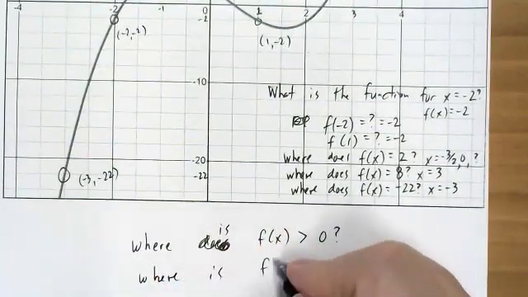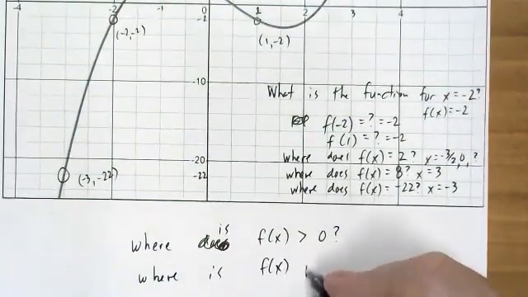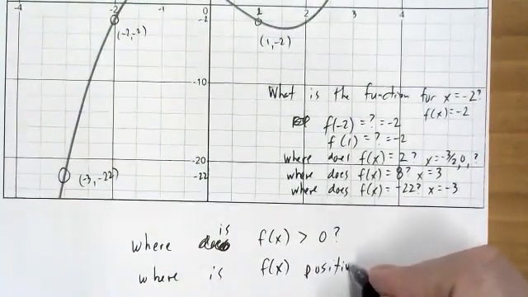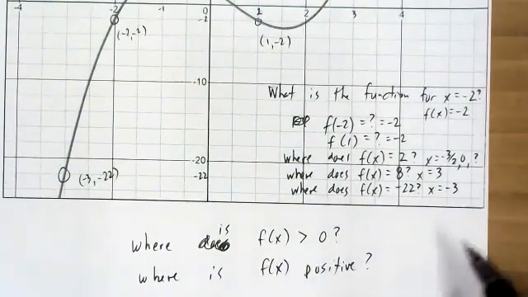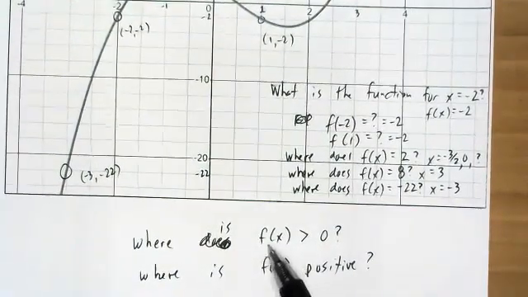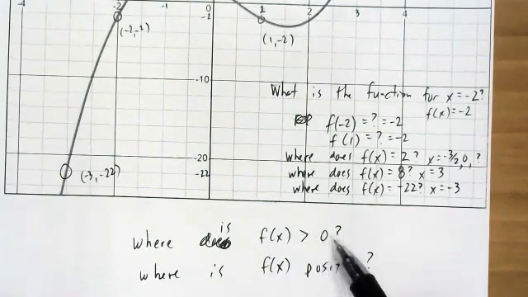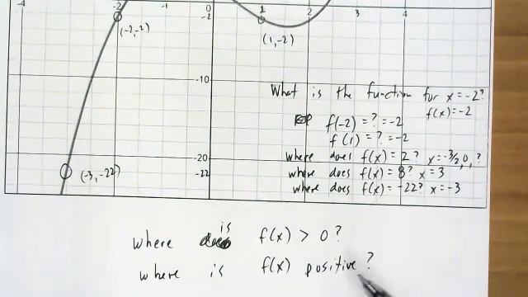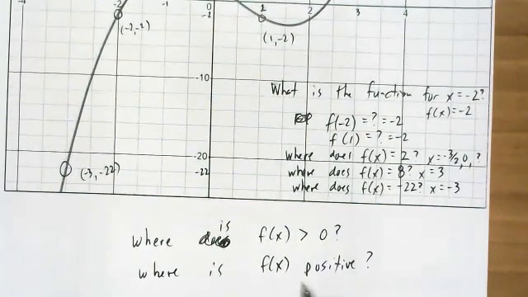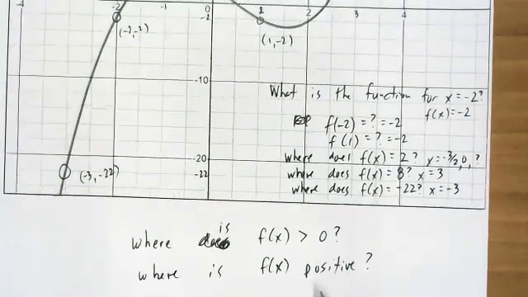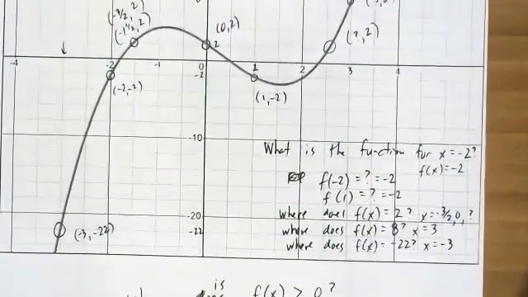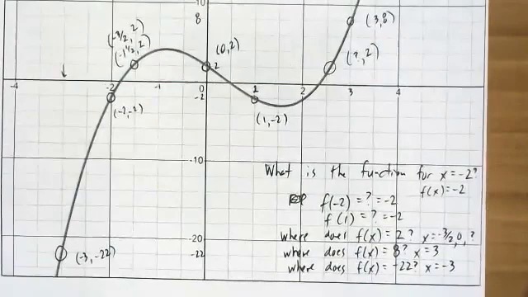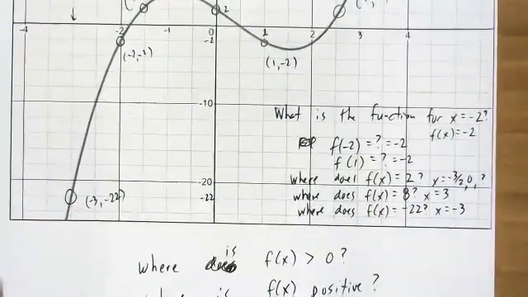Where is f of x positive? We're asking, where is this function greater than 0? If something is greater than 0, that means it's a positive number. So sometimes I'll just state the question, where is f of x positive? Now we'll talk about this in the next video, but just to give you a sneak preview.